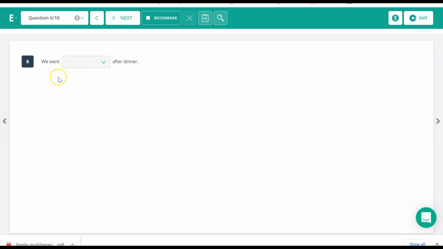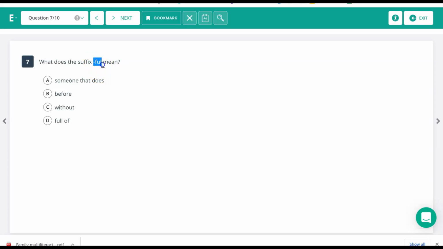Number six. We went blank after dinner. We went walkful, we went walkly, we went walking, we went walked after dinner. Choose the one that fits best. Remember, suffixes get added at the end of a word.